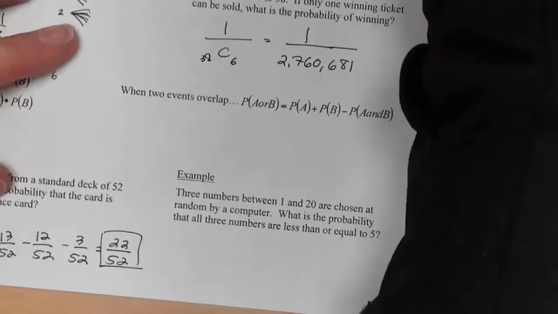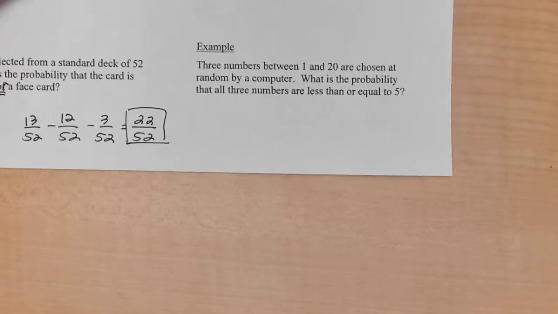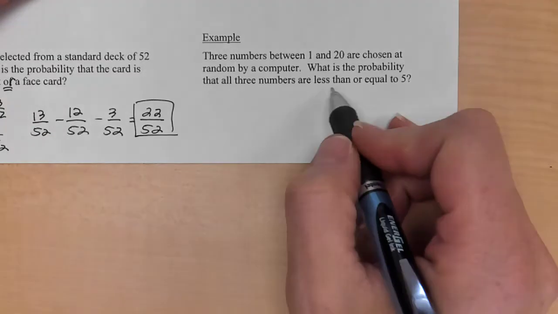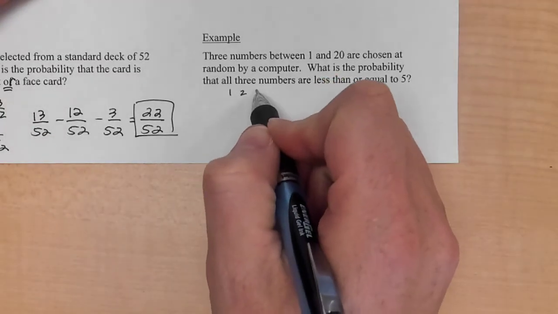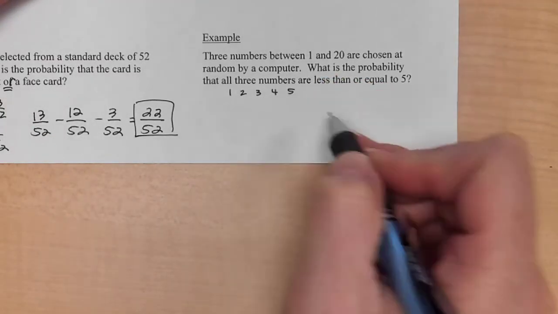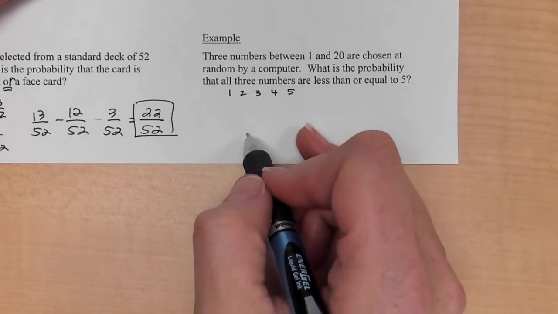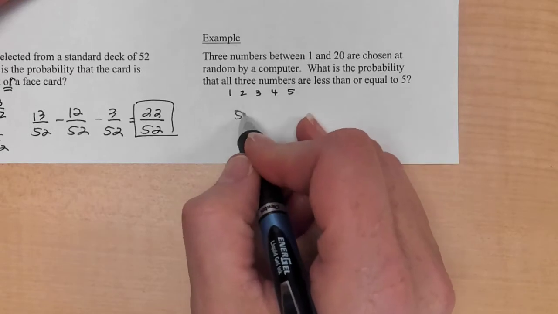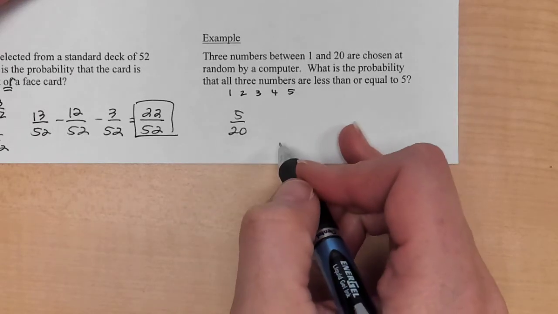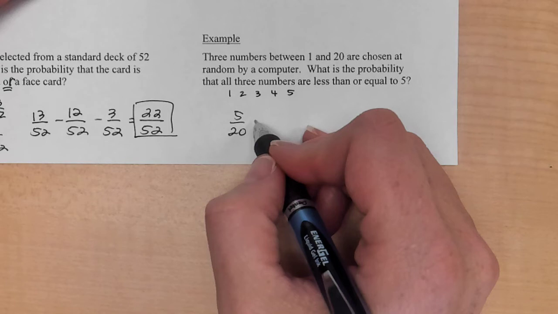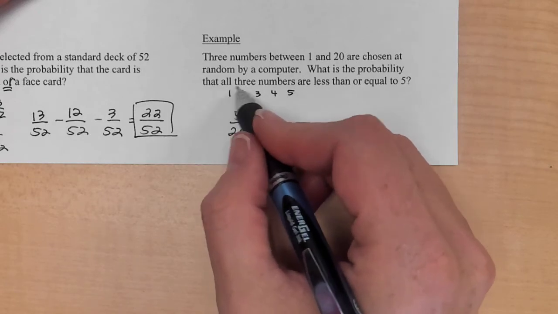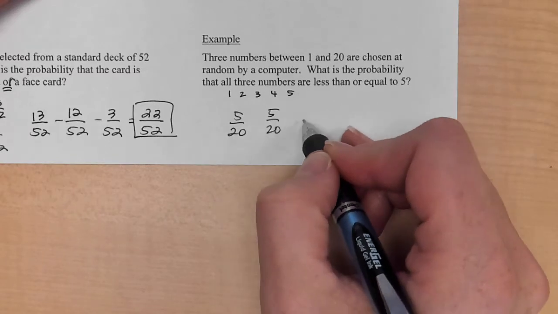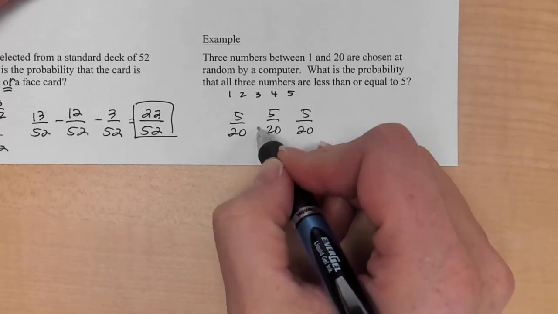Last one, it says 3 numbers between 1 and 20 are chosen at random by a computer. What's the probability that all 3 numbers are less than or equal to 5? So the numbers that are less than or equal to 5 are 1, 2, 3, 4, and 5. Those are all the numbers. So the very first number the computer spits out, I have a 5 in 20 chance that it's going to be the number I need. And I need the next one because I want all 3. So I need the next one to also be a 5 out of 20 chance. And I need the next one to be a 5 out of 20 chance.